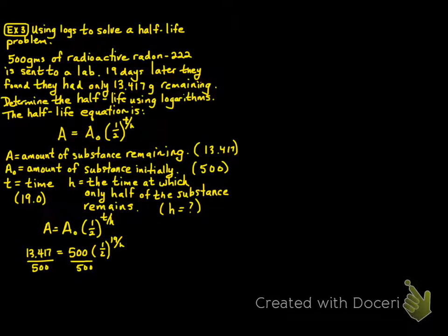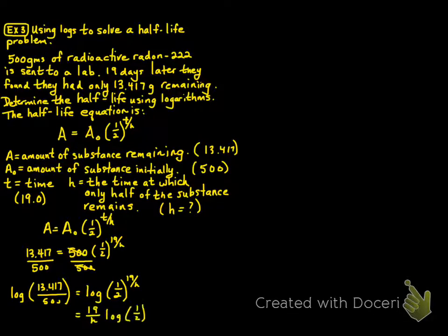Well, let's clean this up the best we can. I can divide both sides by 500, and then I can take the log of both sides. So I got the log of 1/2 to the power of 19 over h. Now I can bring down the 19 over h to the front, and continuing, I'm going to get the log of 13.417 divided by 500 has to equal 19 over h times the log of 1/2.